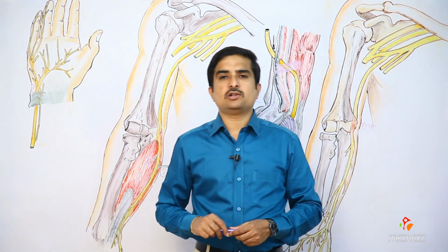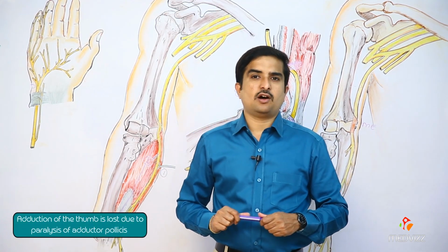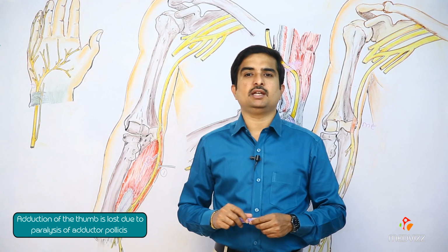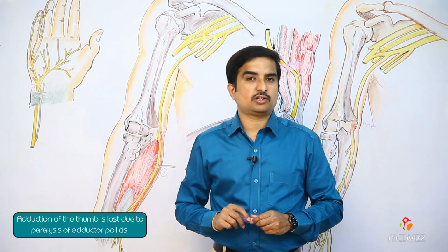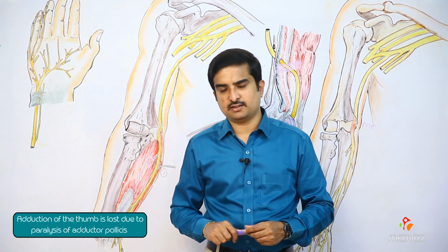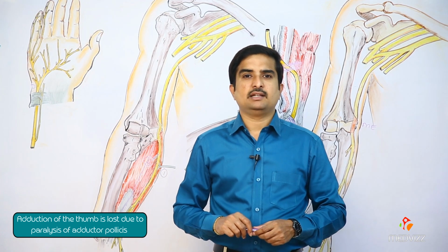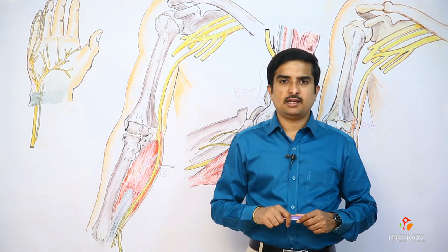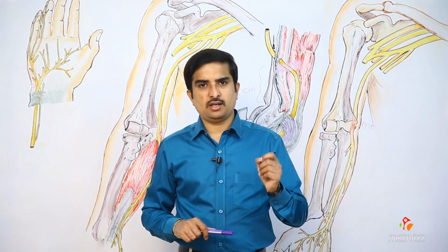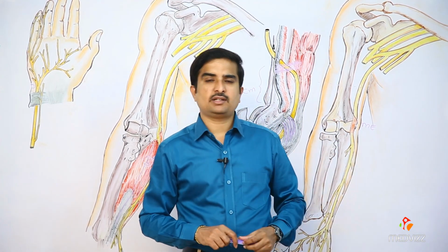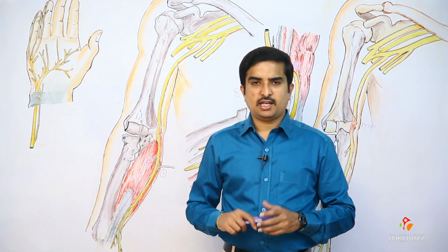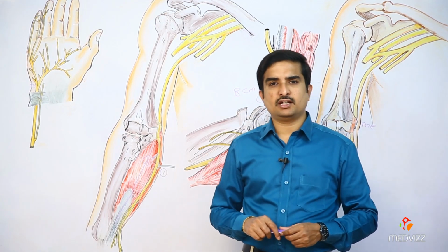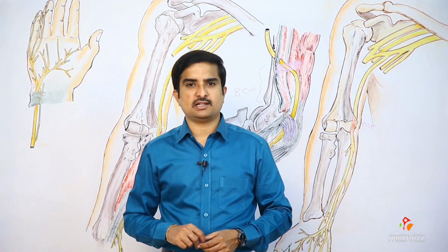Not only that, you may also see adduction of the thumb is lost mainly due to the paralysis of the adductor pollicis, because adductor pollicis is innervated by the ulnar nerve. So these are all the motor changes we will see in the ulnar nerve injury at the elbow. And what is the sensory loss if there is an injury of the nerve at the elbow due to the cubital tunnel?